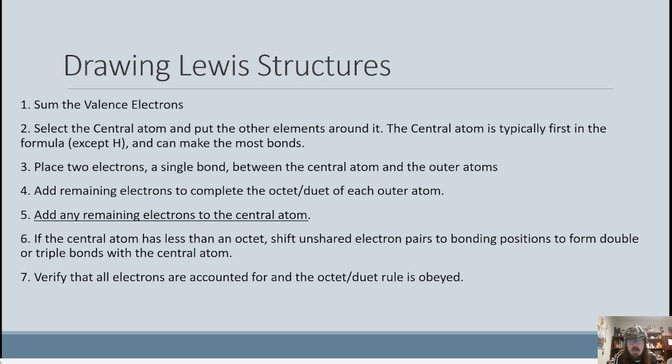It's typically going to be the atom that can make the most number of bonds. Remember, carbon makes 4, nitrogen and nitrogen-based elements make 3, oxygen 2, and halogens 1. So carbon is typically already going to appear first in most formulas, but if it doesn't, it's still probably the center.